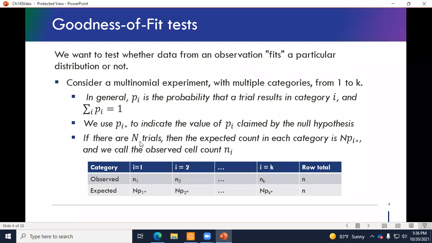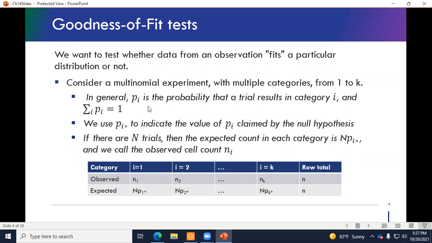So if we have n trials, then the expected count in each category would be the total number of trials times the probability that we believe from our null hypothesis that the trial result would be in category i. So this is the expected count under our null hypothesis.